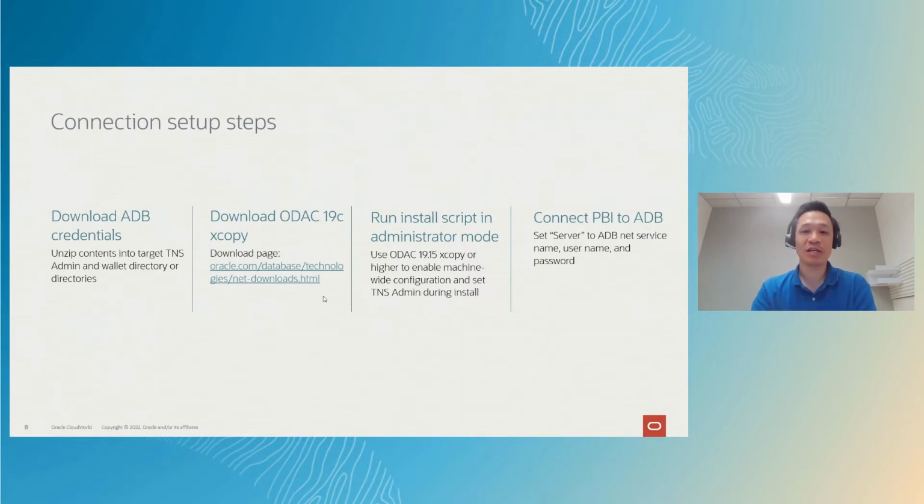And what it'll configure is a machine-wide configuration so that Power BI will be able to find your ODP.NET driver. And secondly, it will also set your TNS admin directory for where to find your sqlnet.ora and tnsnames.ora. I do recommend using the ODAC 19.15 version or higher. That's the one that has these machine-wide configuration settings and TNS admin settings. And we have installation instructions as part of this ODAC file so that you can follow along and be able to install. And then lastly, you're pretty much done in terms of setting up the machine.